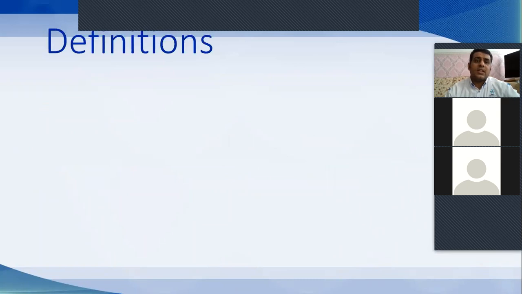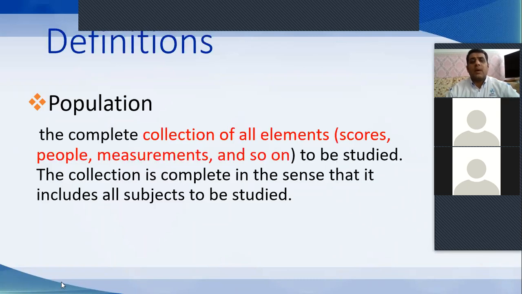Okay. Next is population. Population is the total overall community where you are going to do the research. The exact definition is the complete collection of all elements, scores, people, measurements, and so on to be studied. The collection is complete in the sense that it includes all subjects to be studied.